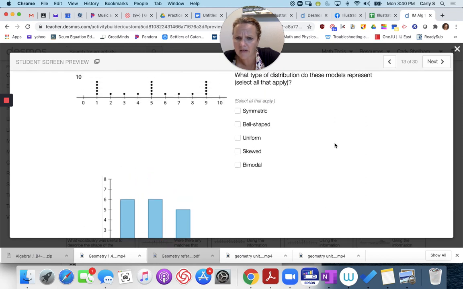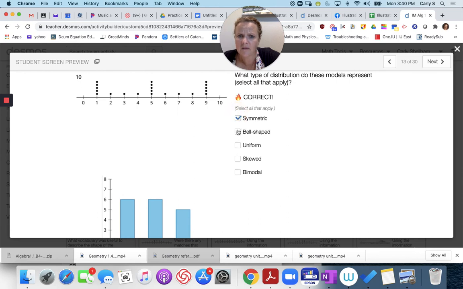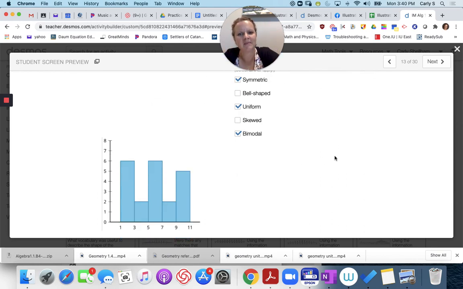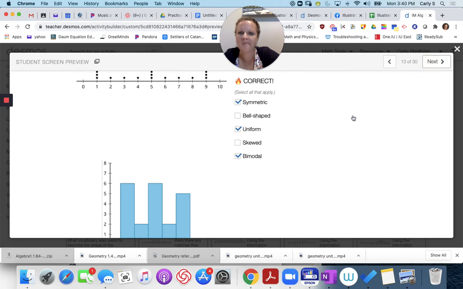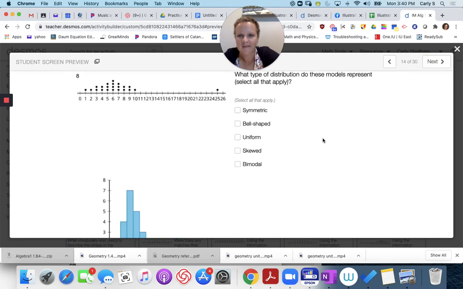It actually looks symmetrical, not bell-shaped. It looks uniform, not skewed. I don't know if it's bimodal, because bimodal is just two peaks. That one in the middle, I think that makes it not bimodal. Let's check though. Wow, so we have two peaks on each side. That makes it bimodal. No problem. Okay, not symmetrical. It is bell-shaped, but skewed, and that's it.